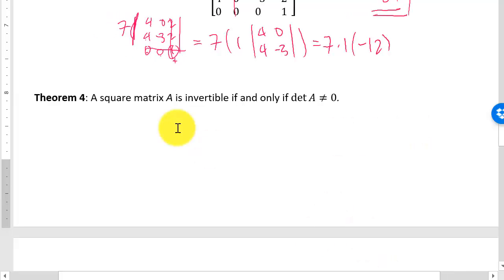There's a few more theorems that we need to just mention. This theorem can be added on to our inverse matrix theorem. This is another condition for a matrix to be invertible, and it says that if A is invertible, then determinant is not equal to 0, and vice versa. If determinant is not equal to 0, then the matrix is invertible. So that can continue on with our A through O or P or whatever, however many parts we have in that theorem.